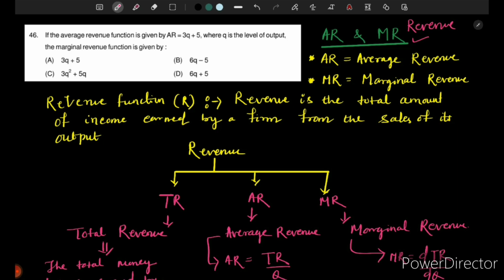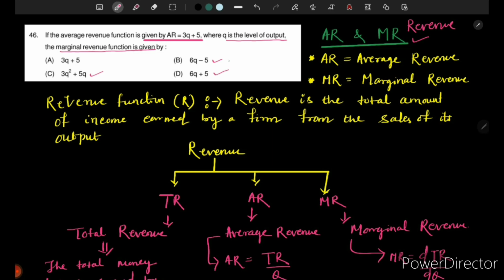So here the question is written as, if the average revenue function is given by AR equals 3Q plus 5, where Q is the level of output and AR is the average revenue, then the marginal function is given by option A 3Q plus 5, option B 6Q minus 5, option C 3Q square plus 5Q, option D 6Q plus 5.